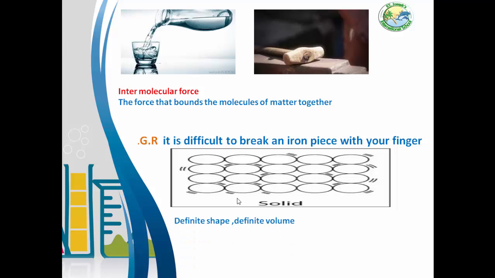So solids have a definite shape and also a definite volume, because they are characterized by narrow intermolecular spaces and very strong intermolecular force. So the molecules are relatively fixed in their position. What about liquids?